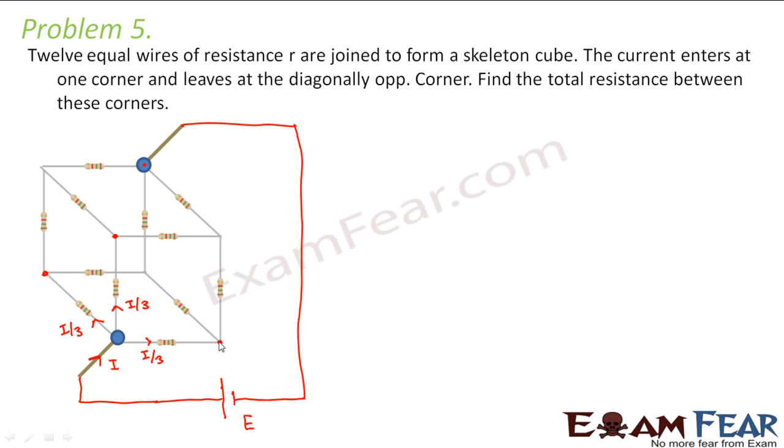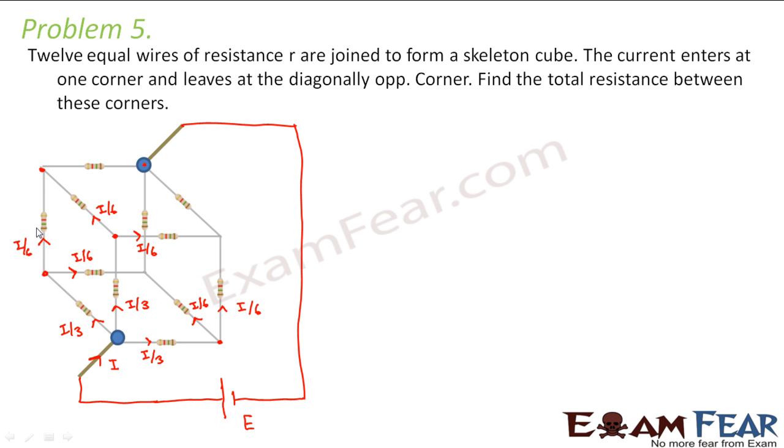Here again it gets divided into 2 parts. Both of them take an equal amount of path to reach the destination, so again it will get divided into 2 equal halves: I by 6, I by 6. Similarly here also it will get divided into 2 equal halves, I by 6, I by 6, and from here also it will get divided into I by 6 and I by 6.